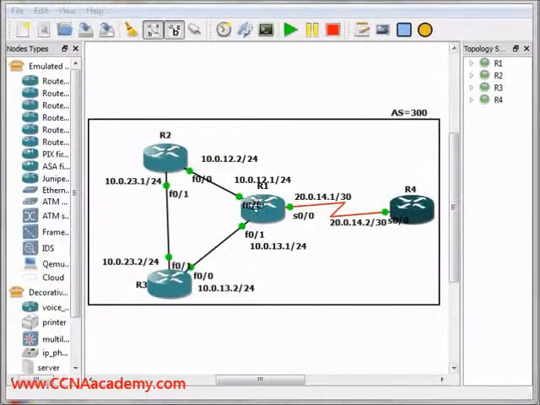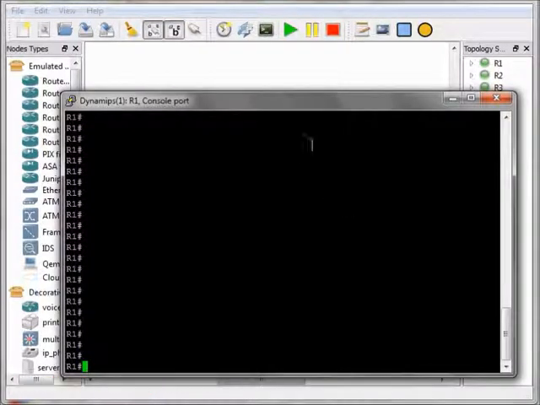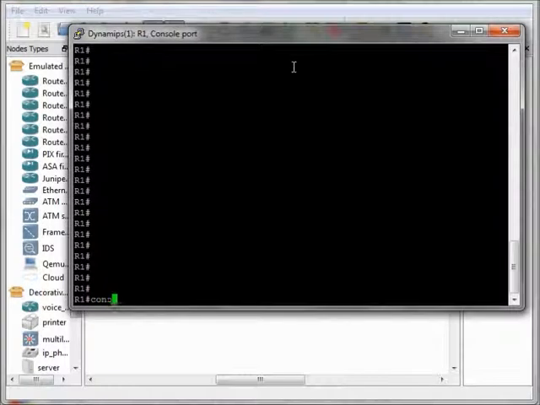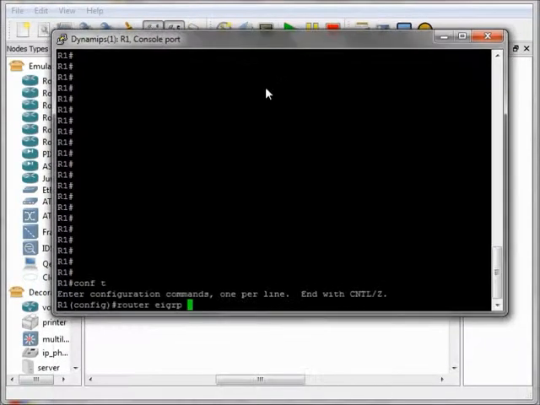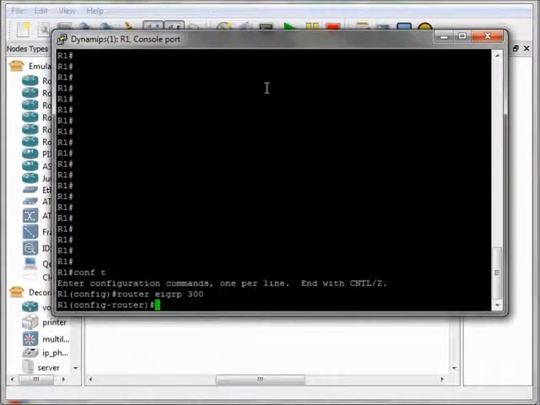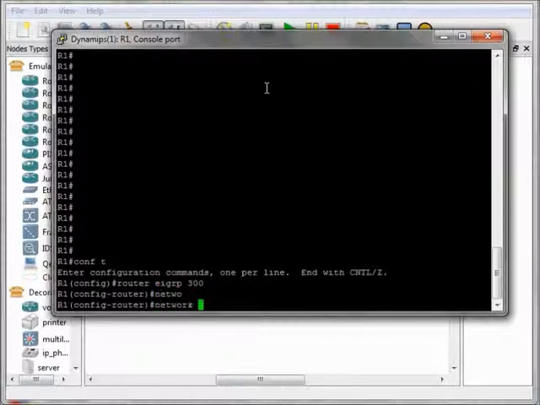As you can see, router 1 is connected to 3 networks: 10.0.12.0/24 and 10.0.13.0/24 and 20.0.14.0/30. So in router 1, we enter to global configuration mode, conf t, and then router mode router EIGRP, then autonomous system number, which is 300, enter, then network.